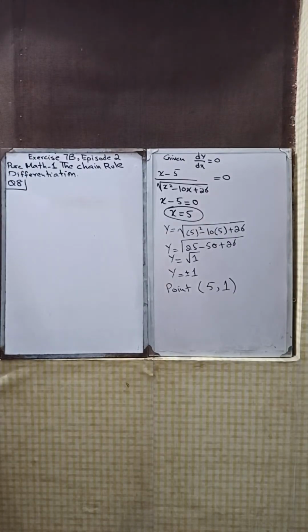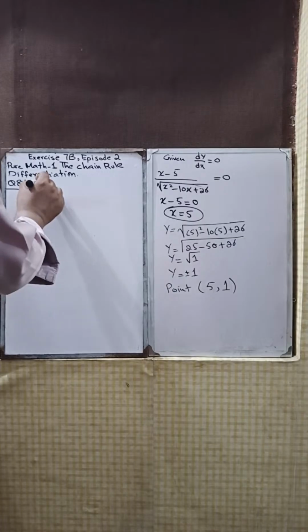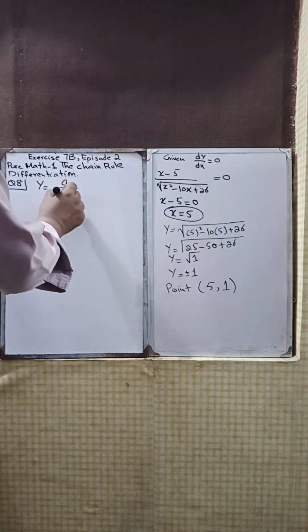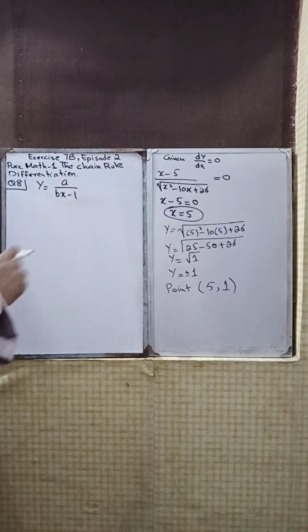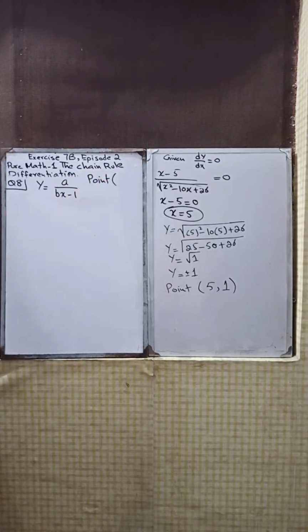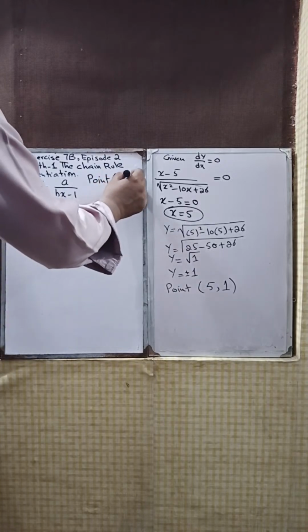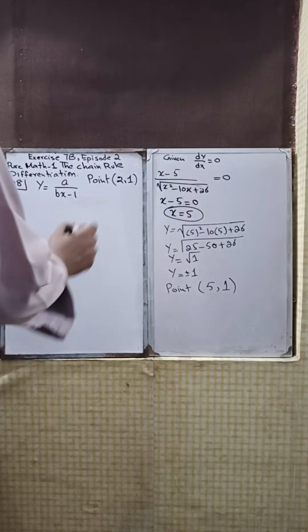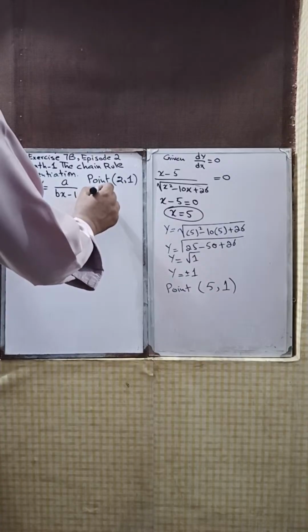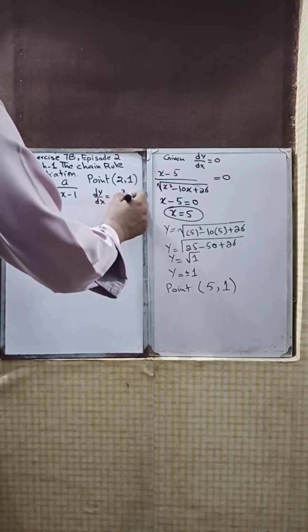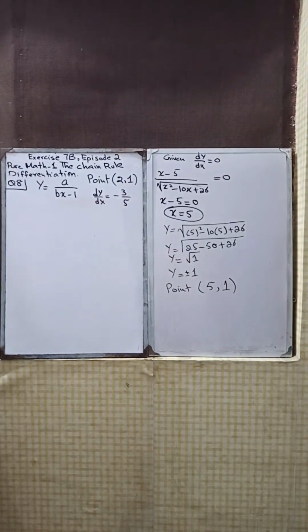The equation of a curve is given. They say y is equal to a divided by bx minus 1. It passes through the point 2 comma 1. This curve is passing through this point, and has the gradient of minus 3 by 5. Here the gradient dy by dx has the value of minus 3 by 5 at this point. We have to find out the value of a and the value of b.